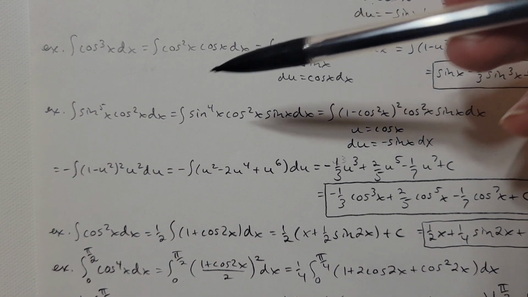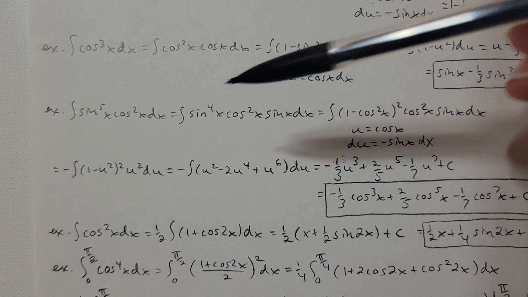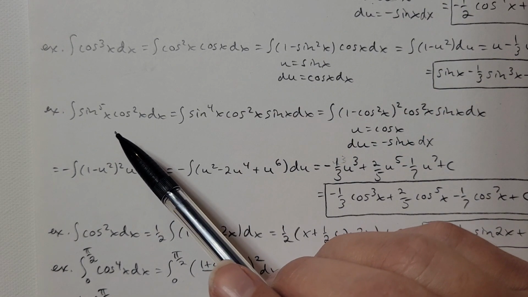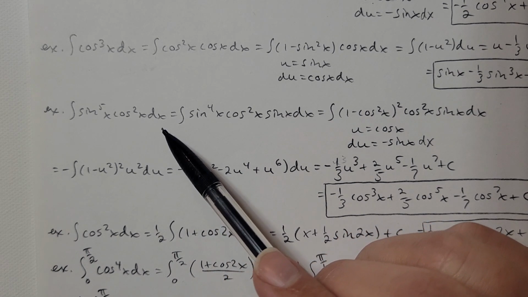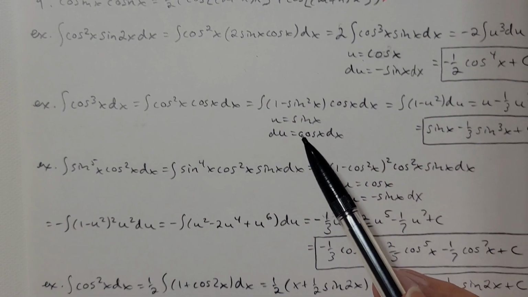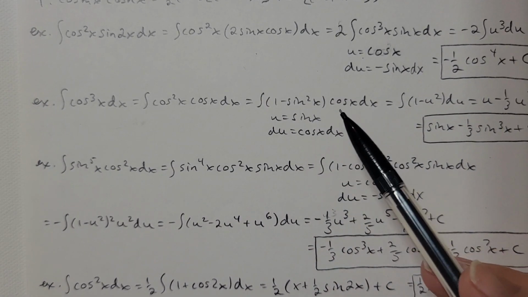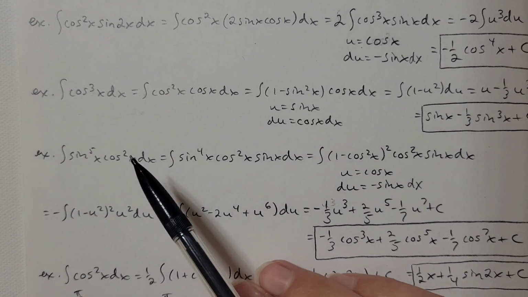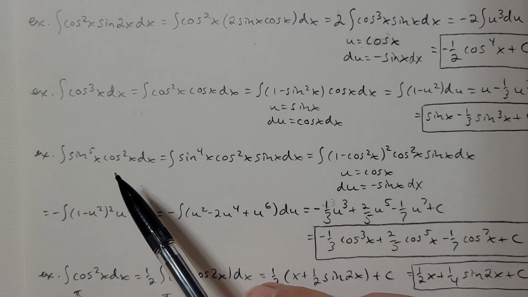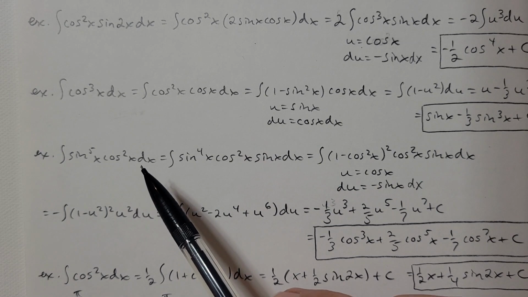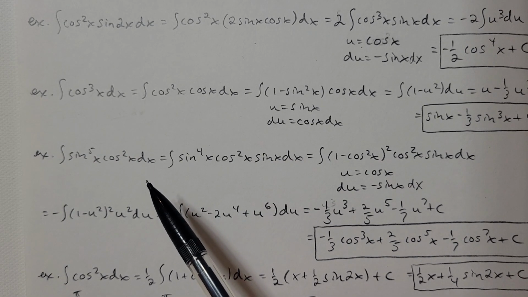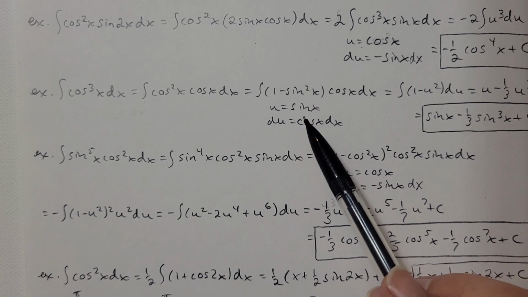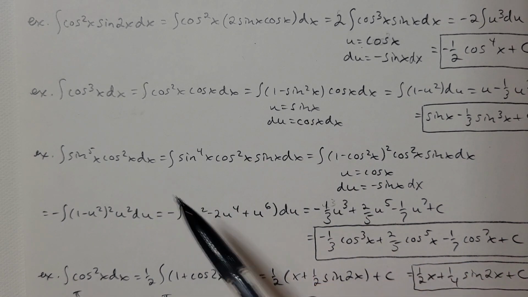Now, the next problem here, we're integrating sine to the 5th x times cosine squared x dx. Well, I know that cosine squared x is the same as 1 minus sine squared x. If I were to use that identity and then distribute the sine to the 5th x, I'd have sine to the 5th x minus sine to the 7th x. I don't know what that antiderivative is. So that identity is not going to help me yet in this problem.